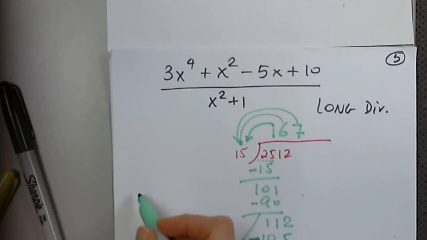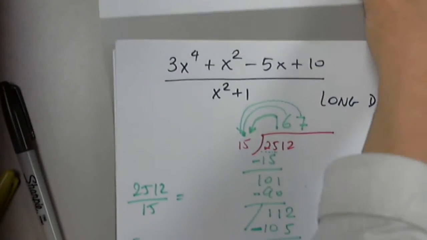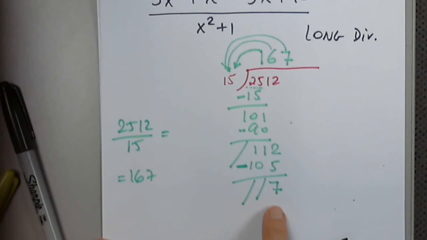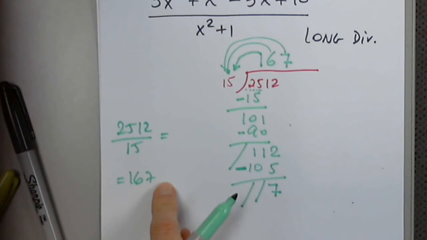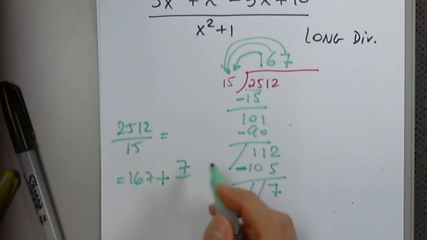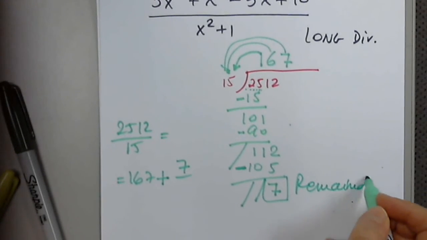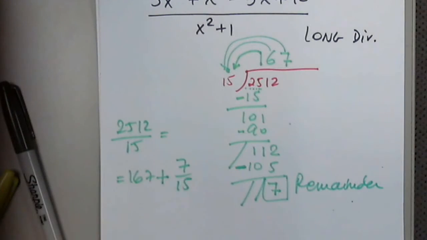How do I write the answer of the division 2512 divided by 15? 167. And for polynomials, I cannot omit the symbol. I have to write plus 7, which is the remainder, over the divisor. In the same way, we will write the answer for the long division of these two polynomials.